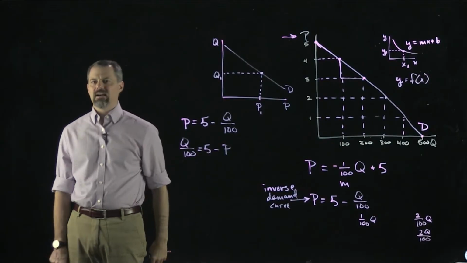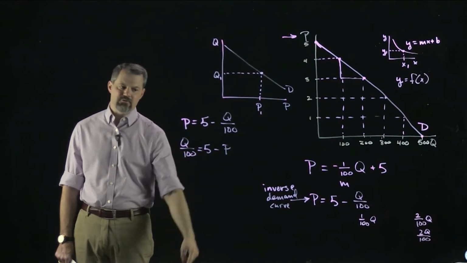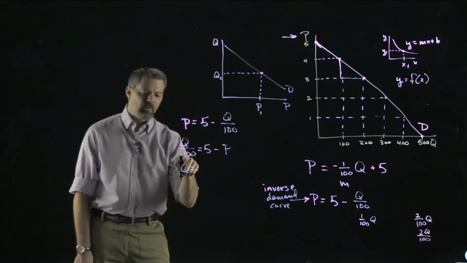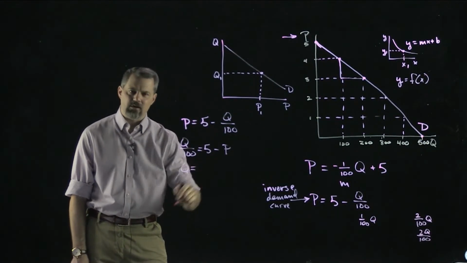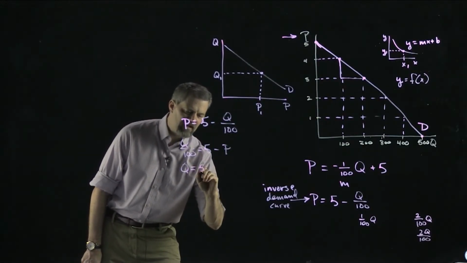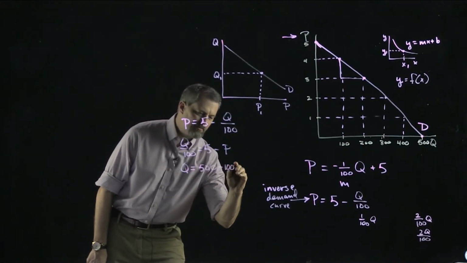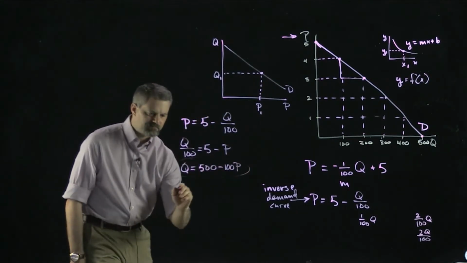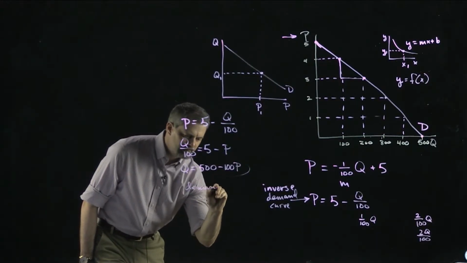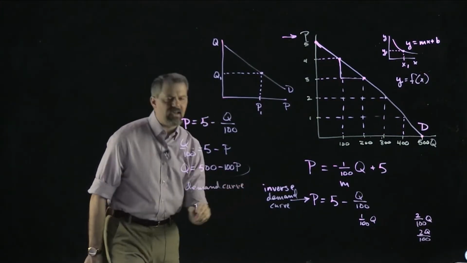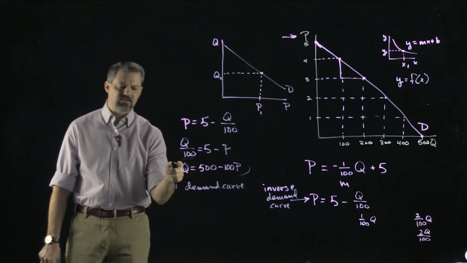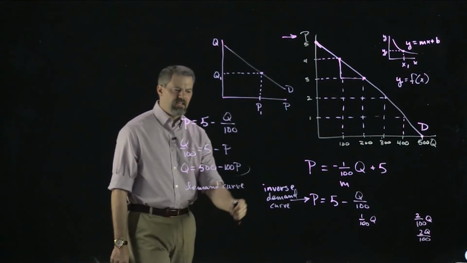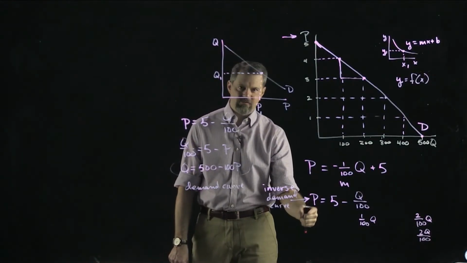But now I need to get Q by itself, which means I need to multiply by 100 to cancel that 100 in the denominator out. So that gives me Q. If you're multiplying this term by 100, you've got to multiply every term by 100. So this gives me Q equals 500 minus 100P. That is the demand curve. Anytime you're talking about a demand curve, you're talking about a function that is solved for Q. The inverse demand curve is always solved for P.